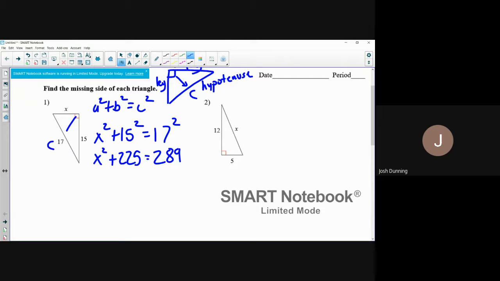Now we want to solve for x, so I'm just going to subtract that 225. 289 minus 225 is 64. We're almost there. X squared is 64. Now, the opposite of square is square root. That's easy to remember because they both have the word square. So to cancel out the square, we square root. That cancels each other out. The square root of 64 is 8.